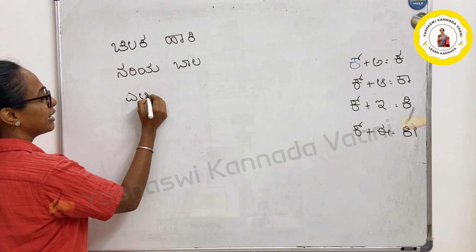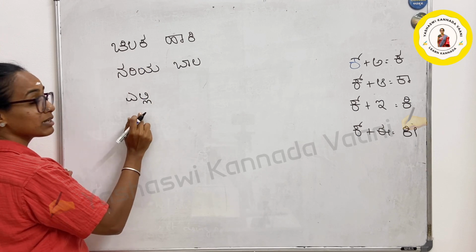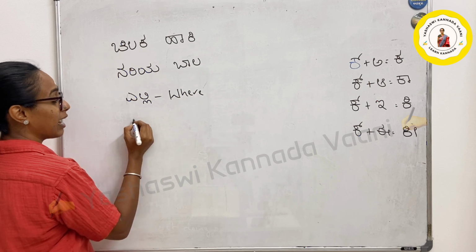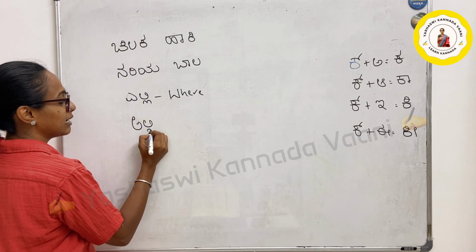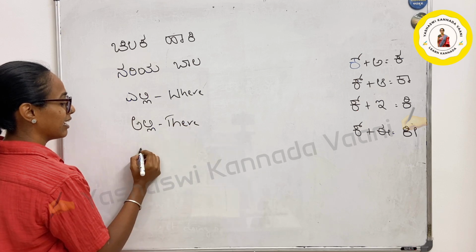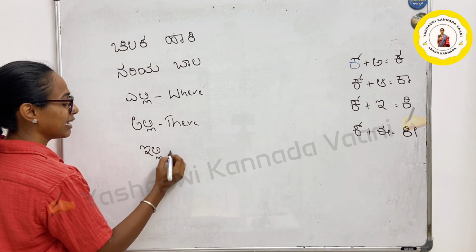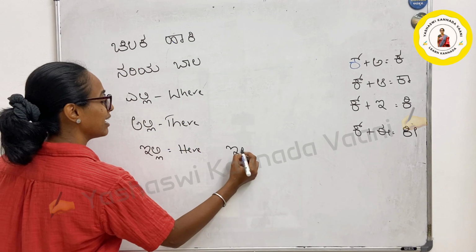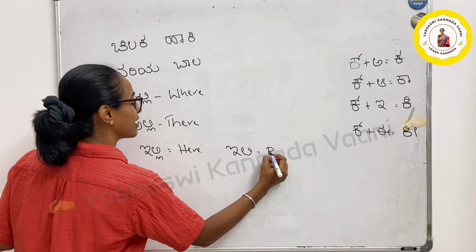A, li, ke, lavatu. Hope you remember this Ottakshara. Li means where. I have similar. Ali means there. E, li. Ili means here. E, li. Ili means rat.